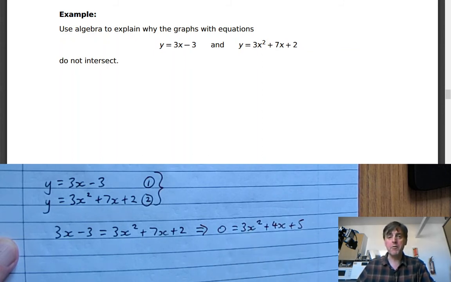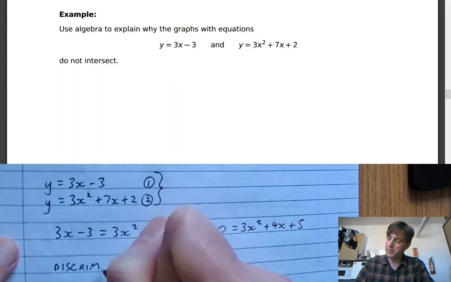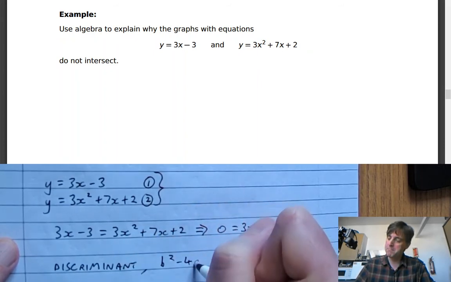Now, do you remember from earlier on in the course, from last chapter, how we can determine easily whether or not a quadratic equation has any roots to it? Okay, do you remember? It's the discriminant, isn't it? So I'm going to use the discriminant to help me with this one here. Discriminant, remember that, b squared minus 4ac.